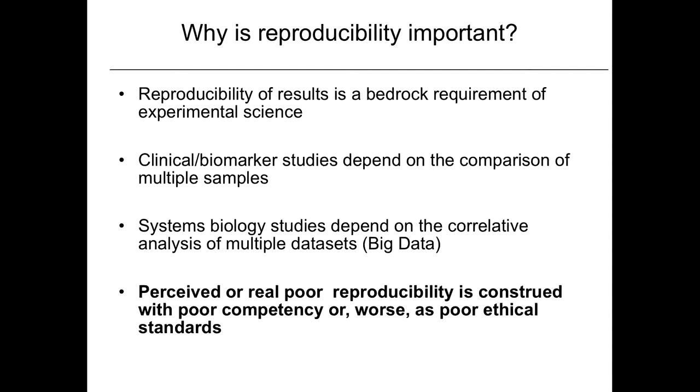Many clinical or other biomarker studies depend on the comparison of many samples. You cannot find a biomarker from 1 sample or from 5 samples. Usually you need dozens to hundreds of samples. And to do meaningful comparisons within a cohort, of course, you need preferably a very high degree of reproducibility, both on the level of what you identify in terms of which molecules, but also how you quantify.